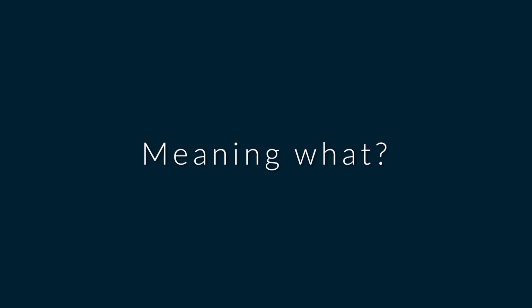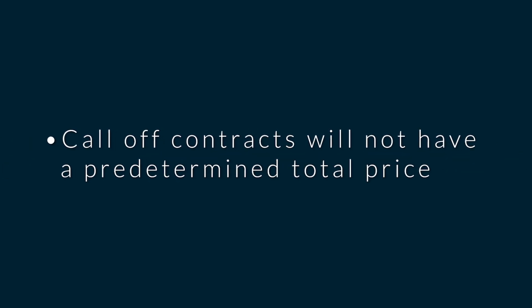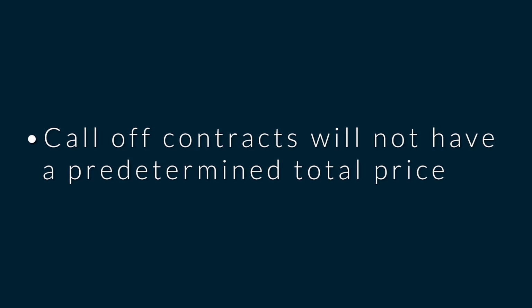Yeah, so you see, that's just that. But then we're talking about simple contracts, but most contracts are not going to be that simple. I mean, depending on what you're dealing with, you could be dealing with a contract that has some complexity. Meaning what? Call-off contracts will not have a predetermined total price. It will depend on what is being called off and how many orders there are.